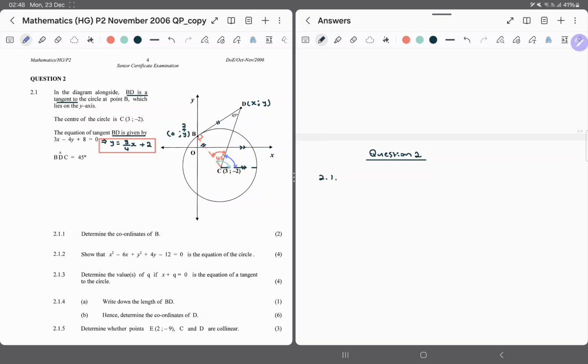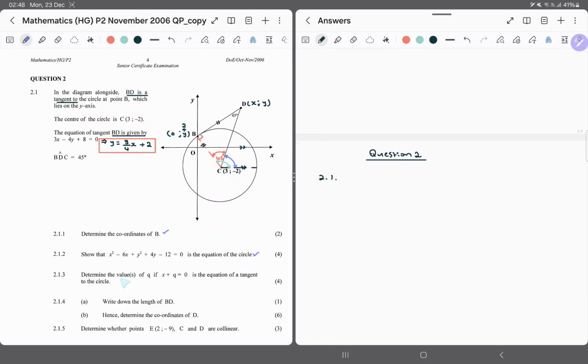So this is what we can do with what we are given, and it looks like we can thrive with it. Now let's see how many questions can we answer. Determine the coordinates of B. We saw that it's easy. We just work out the equation. Show that the equation of the circle is like this. We can do that. Easy 4 marks.